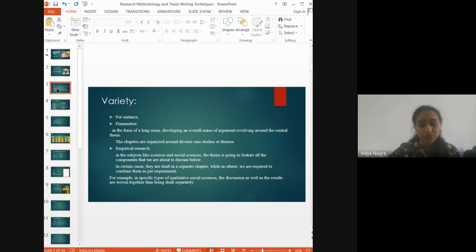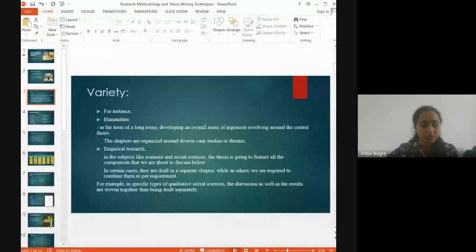Whereas in empirical research, which usually is done in social sciences or sciences, the thesis is going to feature all the components that we are about to discuss in further slides. In some cases, they are dealt with in separate chapters, while in others, we are required to combine them as per our requirements. For example, in specific types of qualitative social sciences, the discussion as well as the results are interwoven together rather than being dealt with separately. Usually, it depends on what kind of thesis you are writing.